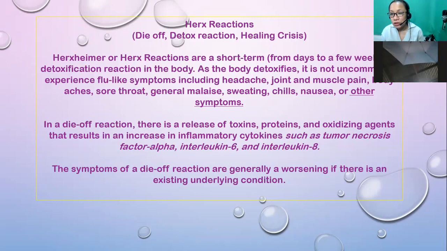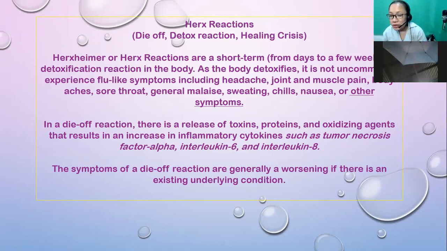So what do you need to do? Okay, so what's happening there is a release of toxins, proteins, and other oxidizing agents that results in an increase in inflammatory cytokines such as the following. We'll go through them one by one. Because when you're dumping toxins, our immune system also helps to eradicate them. So sometimes there will also be inflammation. Okay, but as soon as the liver does all the detoxification, because it is complete with nutrients, you will no longer go through the Herx. You'll be here right away.